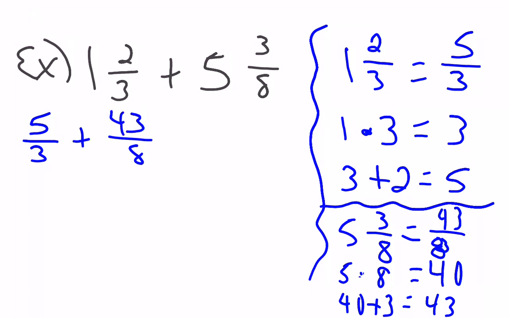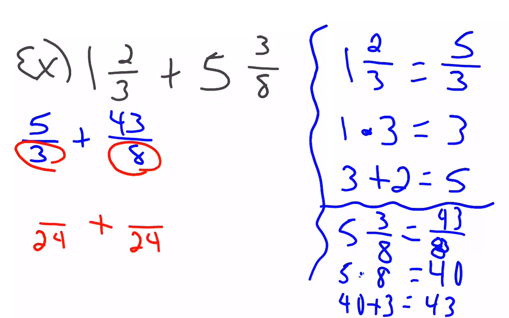43/8. Again, same process. We need to find a common denominator. This one happens to be 24 again, like the last example. And we need to figure out how we got there. So 3 times 8. So on the top, 8 times 5 is 40. Same thing on the other side. This one's times 3. This one might be a little bit harder to do in the head. No worries. 43 times 3 is 129.